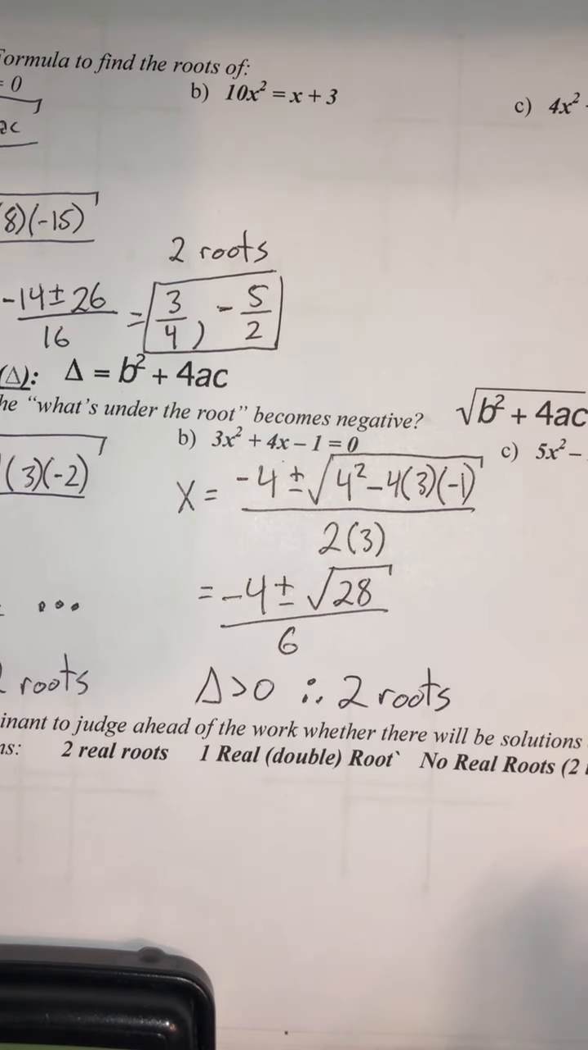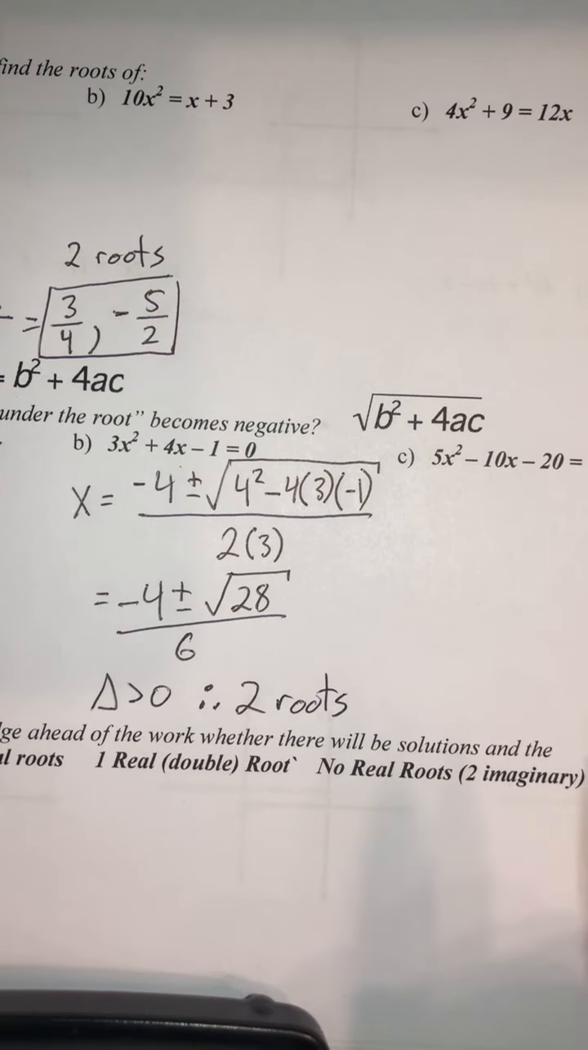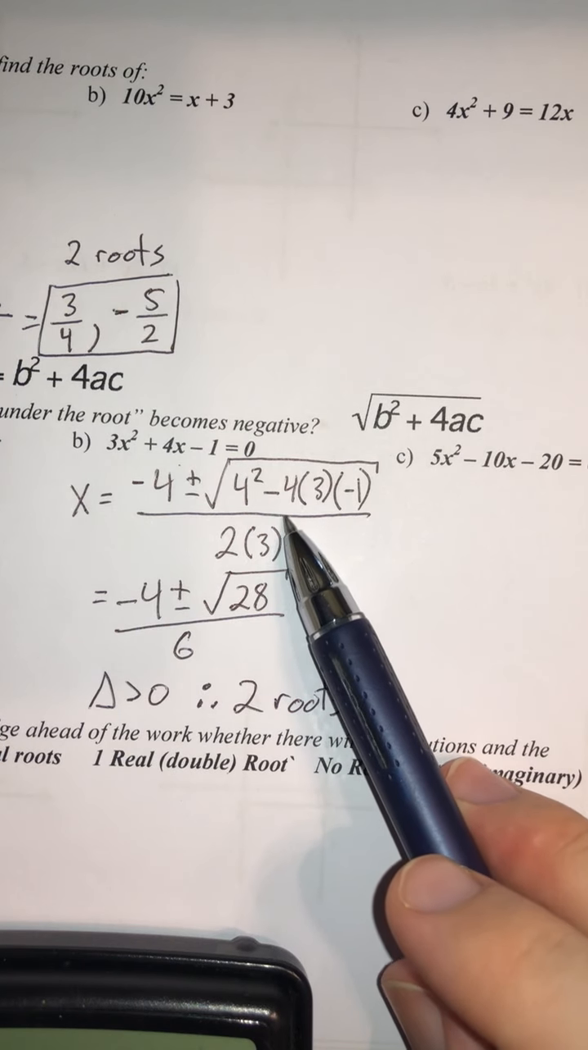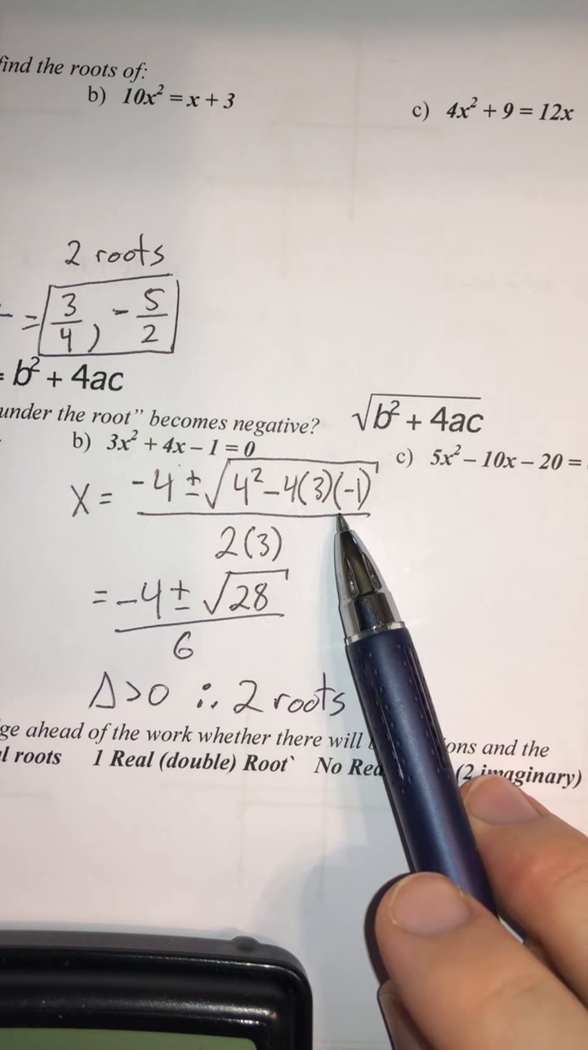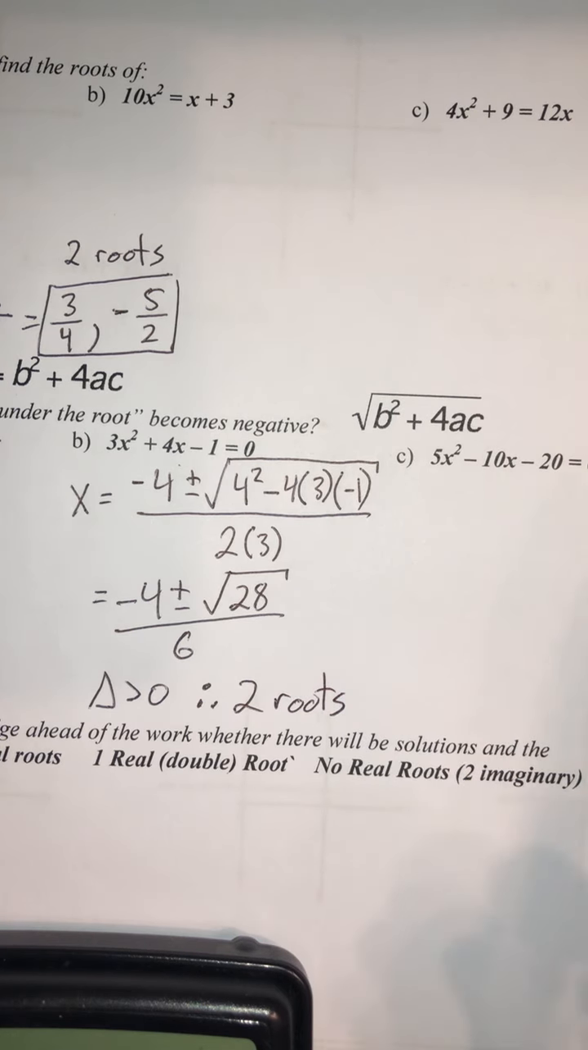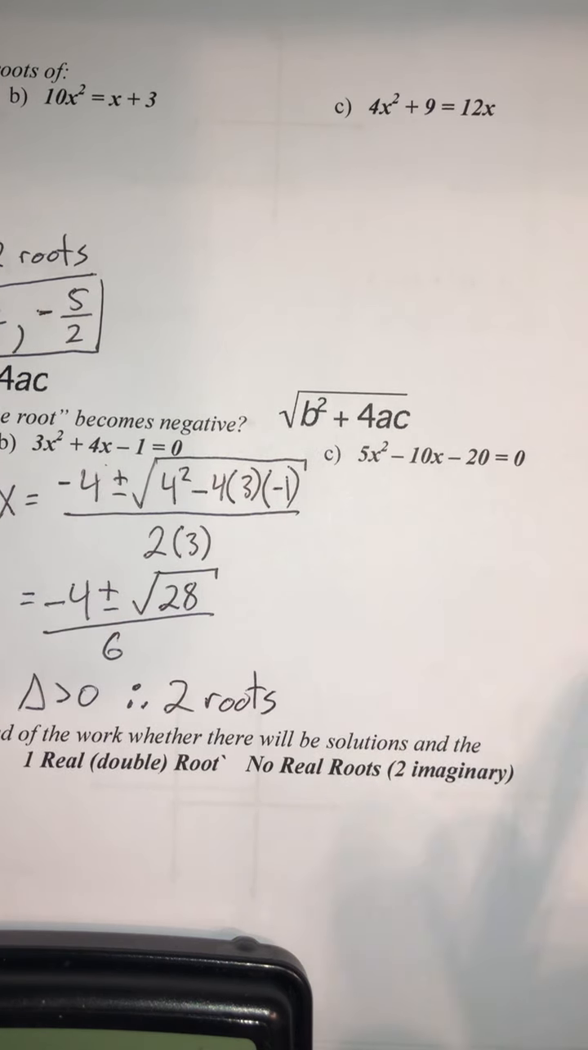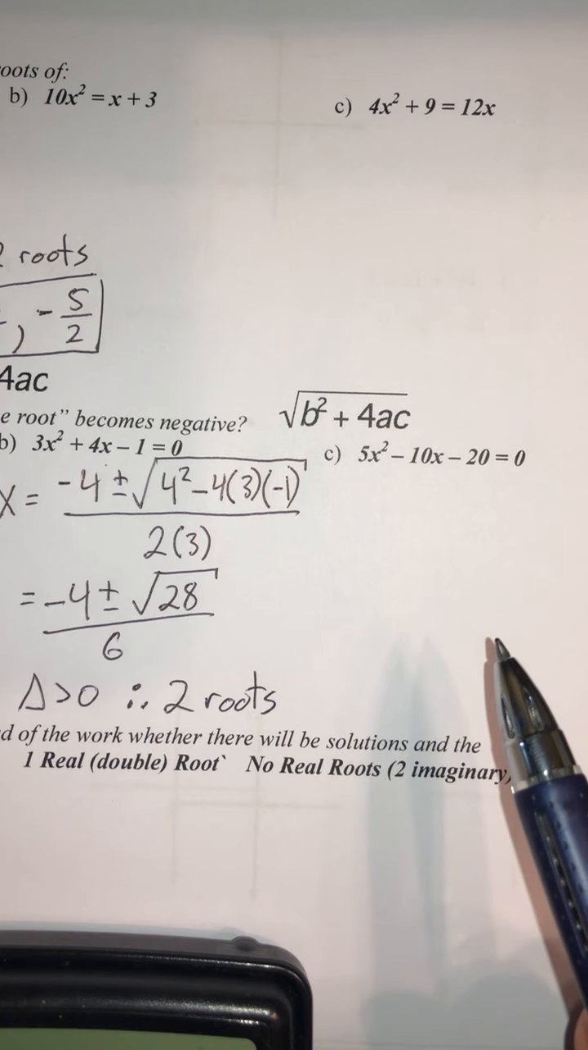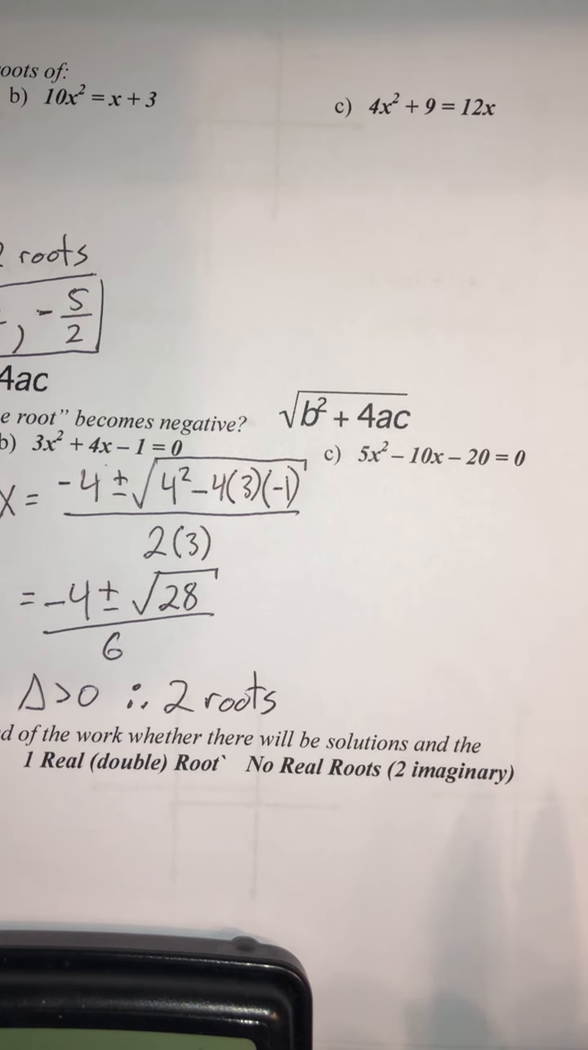There should have been a case where it was 0. Did I mess something up with this? B squared minus 4 times a times c. Nope, that's right. So let's do this next one here.